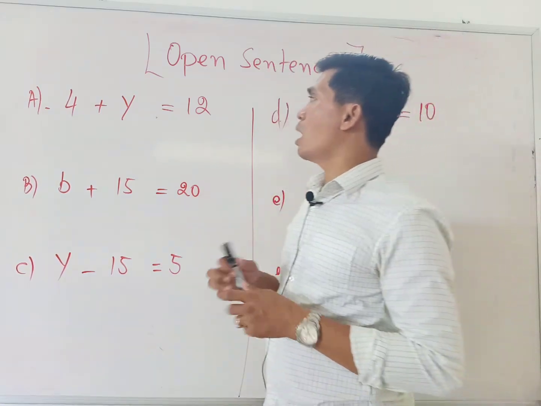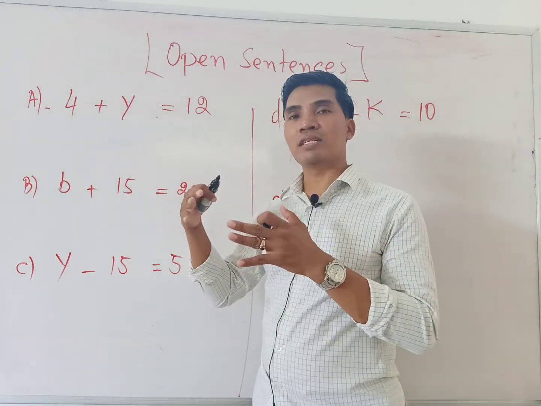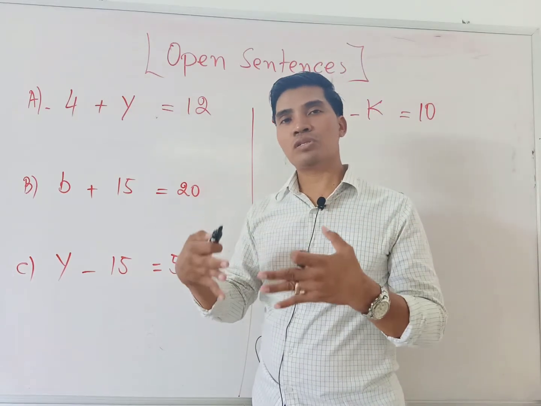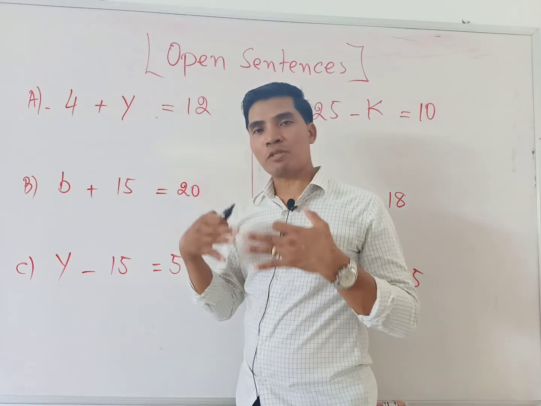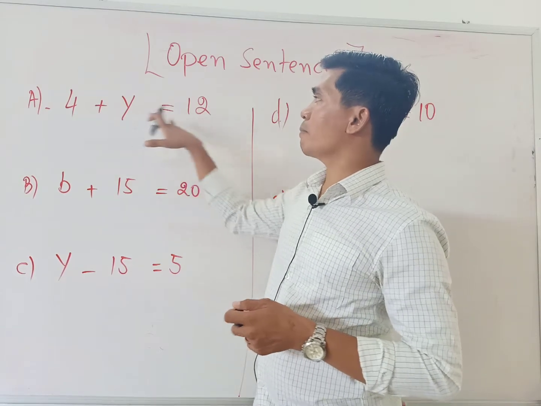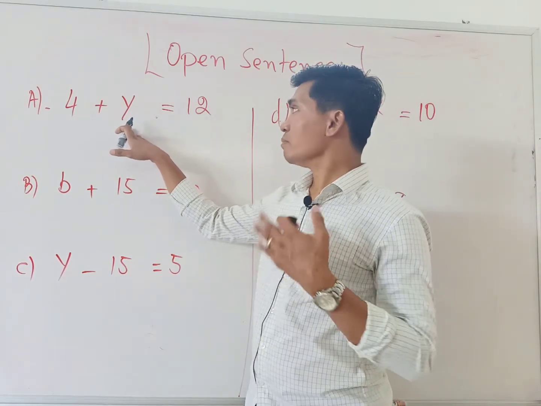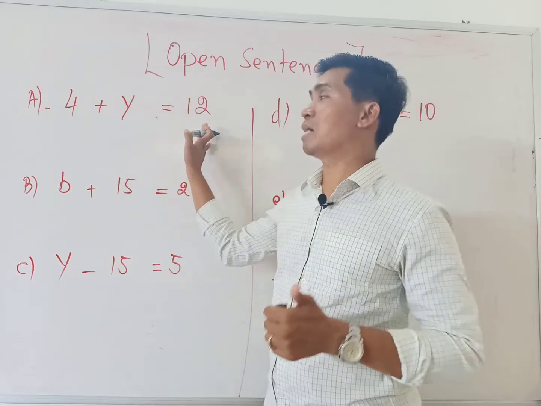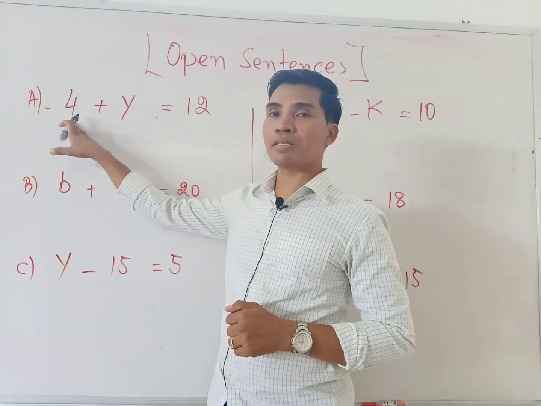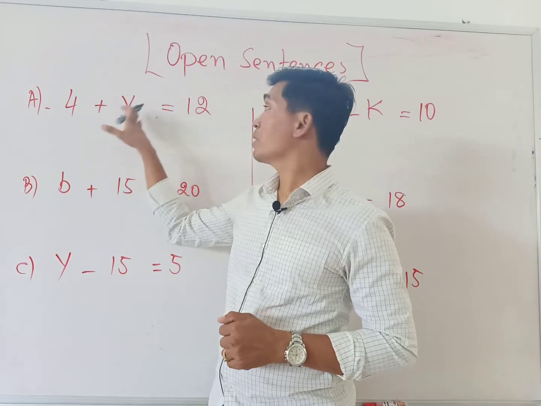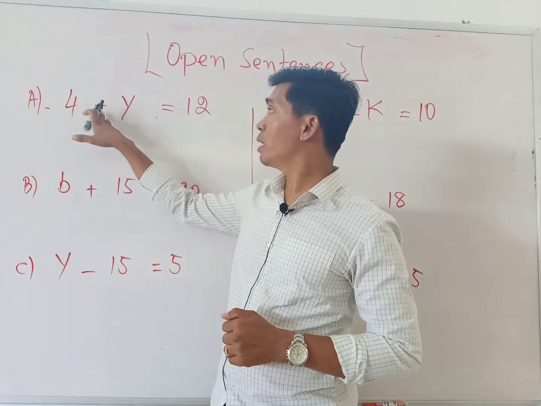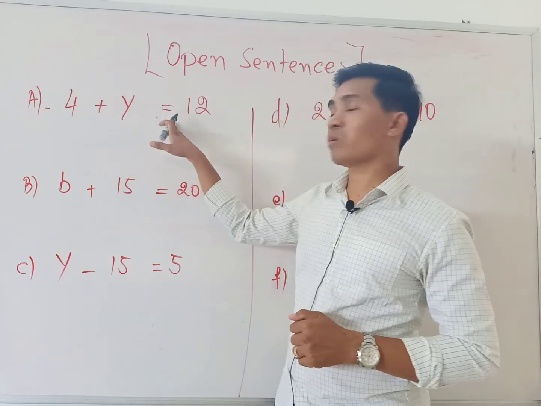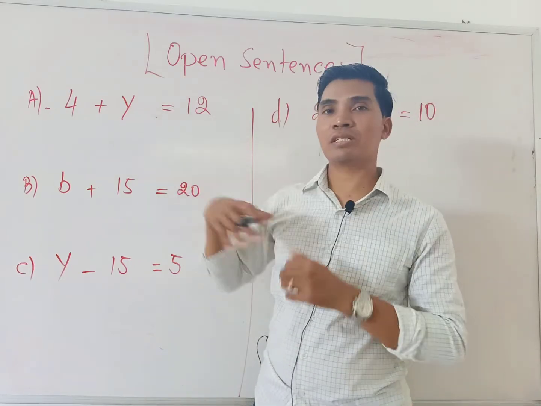So in exercise A, you can see addition. In addition, we use the inverse relationship with subtraction. In here, the missing number is y, and we have to work out how much y is. To calculate this exercise, you have to follow me. In here you can see the positive 4, y, so it means that 4 plus y equals 12. So how much is y?